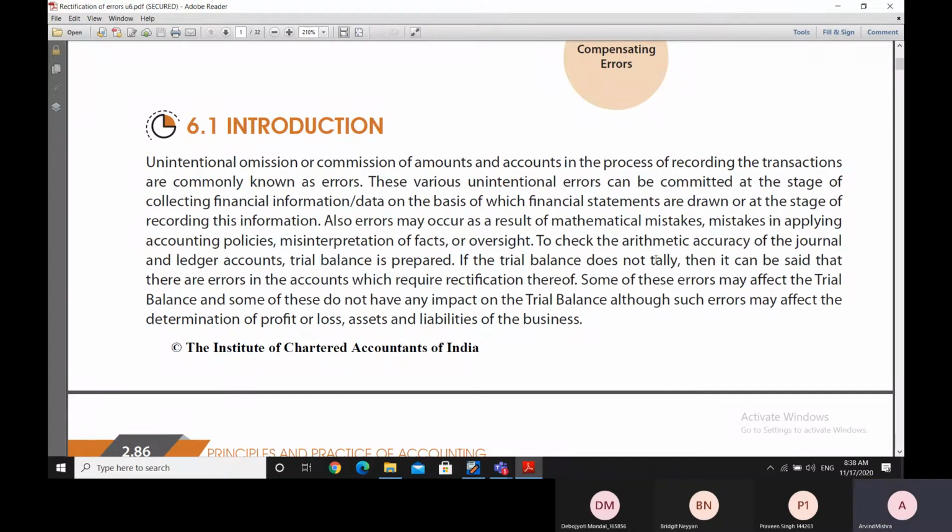Now, first of all, in order to check the arithmetical accuracy or the mathematical accuracy of the accounts of the journal and the ledger accounts, we prepare the trial balance. Now, if the trial balance is not tallying, then we can say that there are errors in the accounts which require rectification. However, on the other hand, some errors may be affecting the trial balance, but there may be some errors which do not impact the trial balance at all, although still they impact the determination of profits or loss or the determination of assets or liabilities of the business.